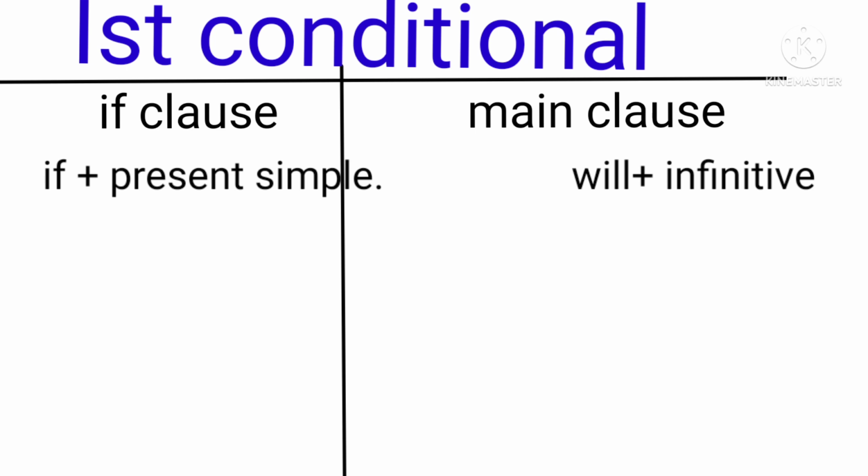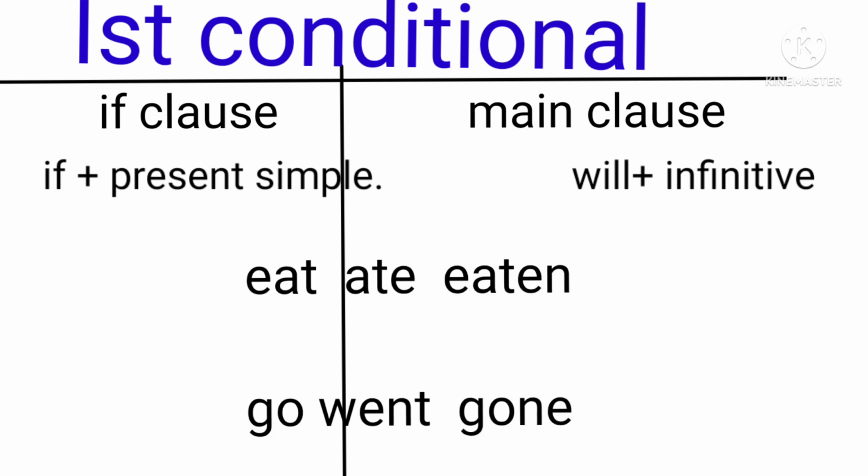You have to understand, if I say if plus present simple, will plus infinitive, what is the infinitive? The infinitive is verb number one. For example, eat, ate, eaten. Eat is the infinitive. Go, went, gone. Go is my infinitive. You have to make sure that the infinitive is verb number 1.